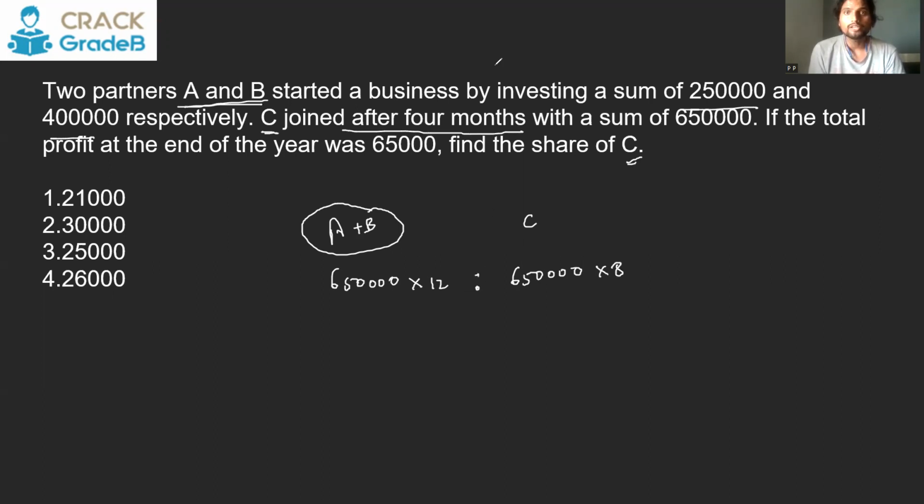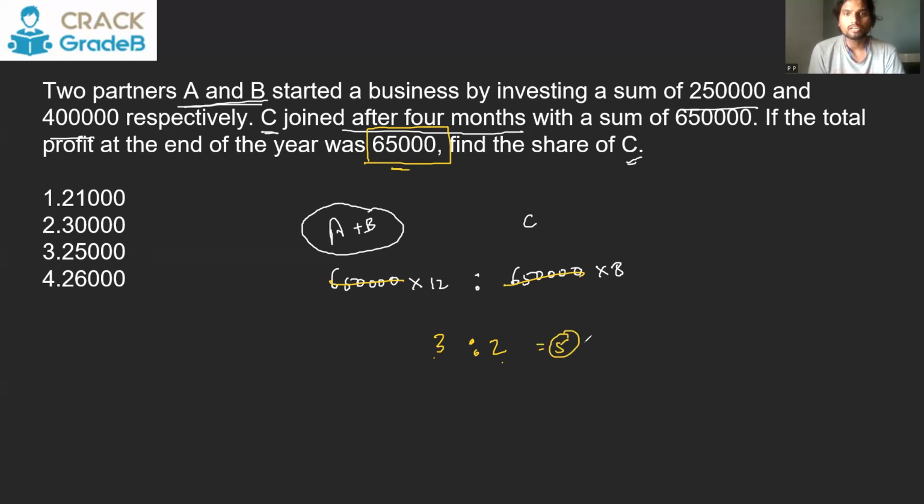So this is the ratio in which they should be dividing their profit. This gets cancelled. That means the profit will be divided in the ratio 3:2. So the entire profit of 65,000 we have to divide in the ratio 3:2. We are asked what is the share of C. So 3 plus 2 is 5. In the ratio world, it is 5.